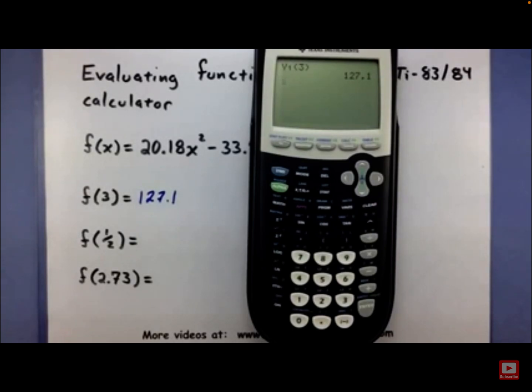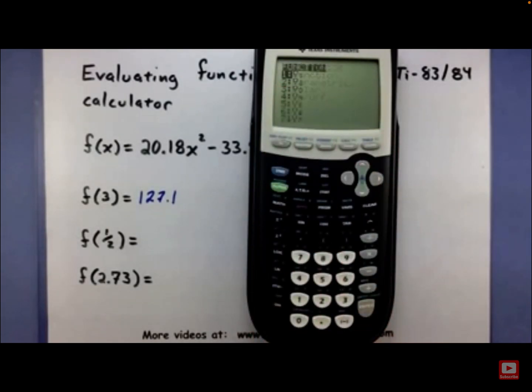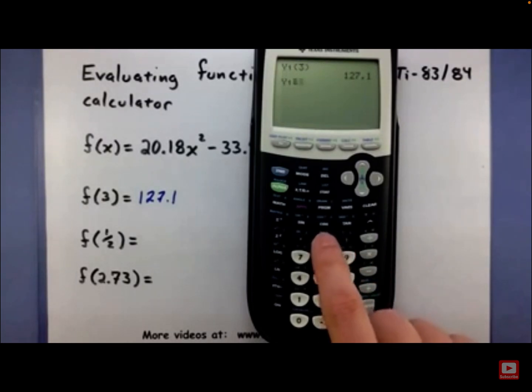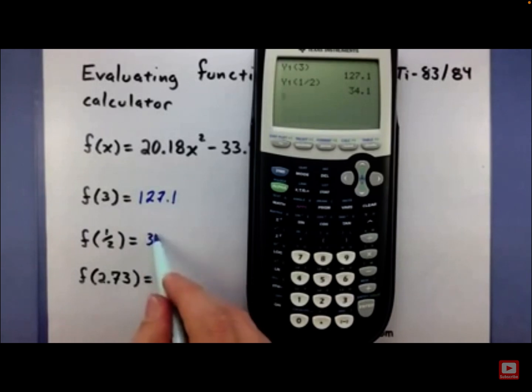Alright? Now you can see that if I want to do this for 1/2, there's very little work I have to do. It already has the function stored in there. So I'm just going to go to my variables button, select my y variables. Option 1 is function. Select my y1. And this time inside my parentheses, I'll put 1 divided by 2 to take care of that 1/2. Okay, press enter, and this one is 34.1. Alright, so that's the right idea.